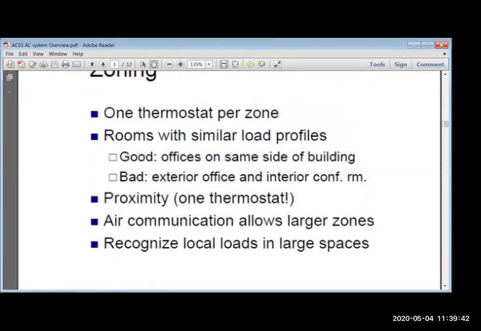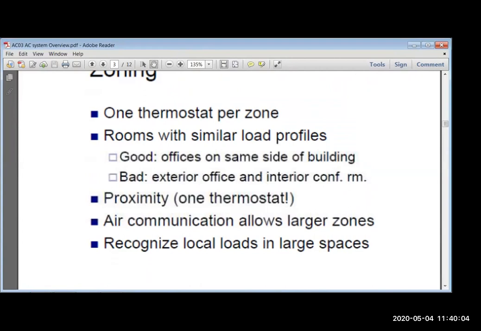What is zoning? Now I'll explain zoning. One thermostat per zone is required. With a thermostat, you set the temperature required, and when that temperature is reached, the AC system is shut off automatically. When that temperature is exceeded, the AC system is turned on automatically, and in this way, temperature is controlled.